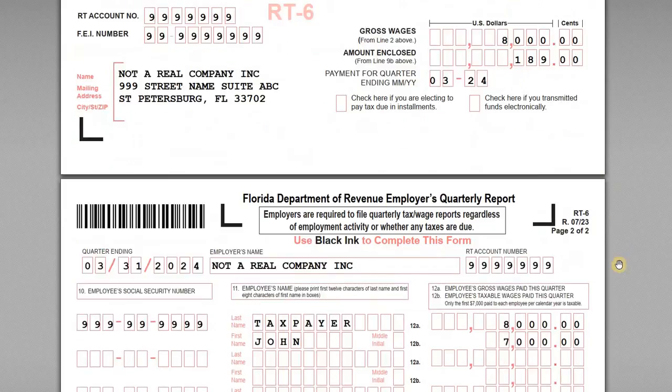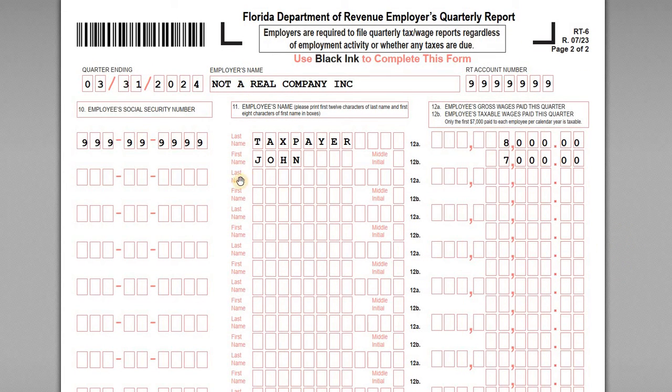page 2. So if we have a look at page 2 here, this is where you have to report the details of each employee. So you need the employee's social security number, the employee's name, last name and first, and then the wage information. So on line 12A, we report the gross amount of compensation paid during the quarter, which is $8,000. And then 12B is the taxable amount of wages paid in this quarter.